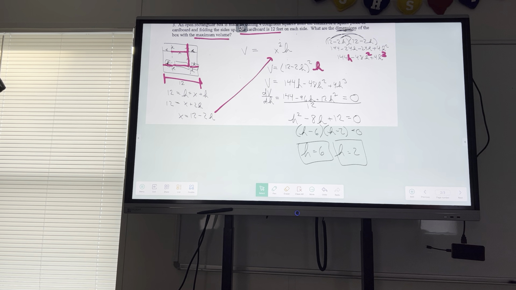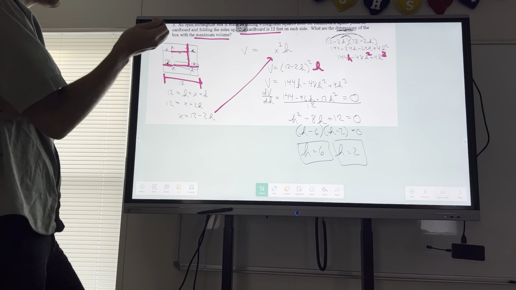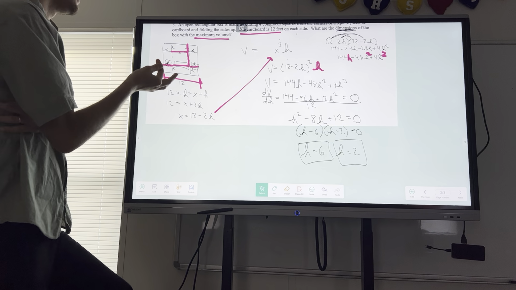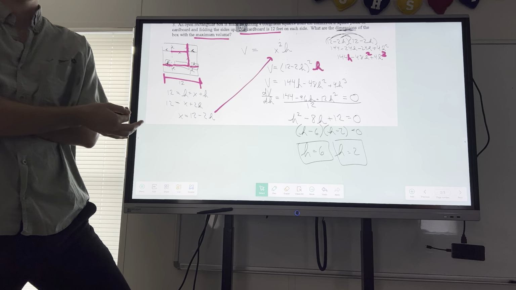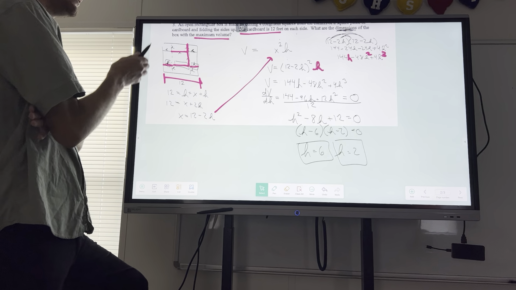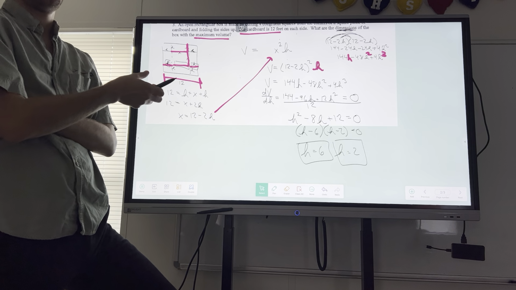Now we did this question before, so theoretically we kind of know what's going on. But we've got these two values for h. H cannot be 6 and 2 at the same time. It can only be one or the other. Okay? So why are we getting two values for h?